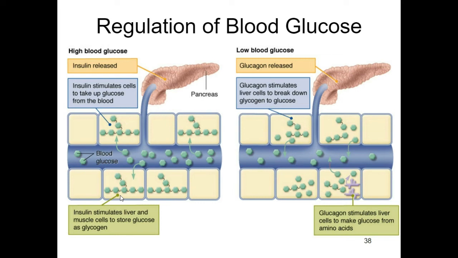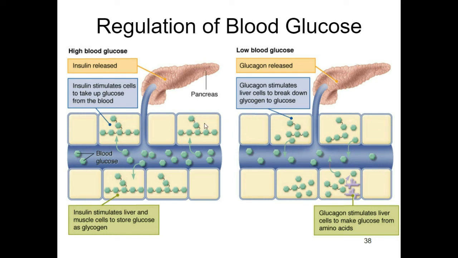Okay? But when the complete opposite happens, if hypoglycemia happens, that's low blood glucose. So insulin is not released, but instead it's the hormone called glucagon that is released by the same organ, the pancreas. So glucagon stimulates liver cells to break down glycogen to glucose. So it does the complete opposite. While insulin makes glycogen, glucagon breaks down glycogen. So the product is glucose, and that glucose is released into the bloodstream, thereby increasing the blood levels of glucose.